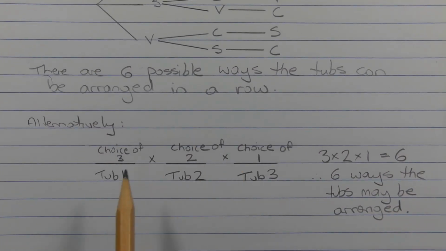Alternatively, we can use a dash diagram. So there are 3 dashes that represent the 3 tubs. Now in the first tub, we have a choice of 3 flavours. In the second tub, we have a choice of 2 flavours. And in the third tub, we have a choice of the last remaining flavour. And 3 times 2 times 1 equals 6, using the fundamental counting principle. Therefore, 6 ways the tubs may be arranged.